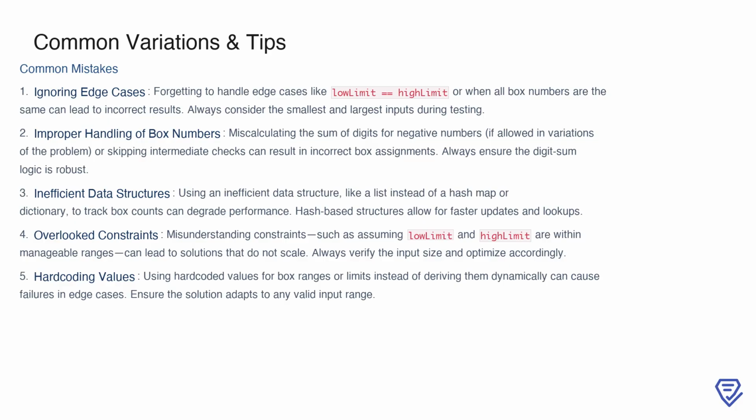Additionally, the choice of data structure is crucial. Using a list instead of a hash map or dictionary to track box counts can slow your solution down significantly, as hash-based structures enable faster lookups and updates.